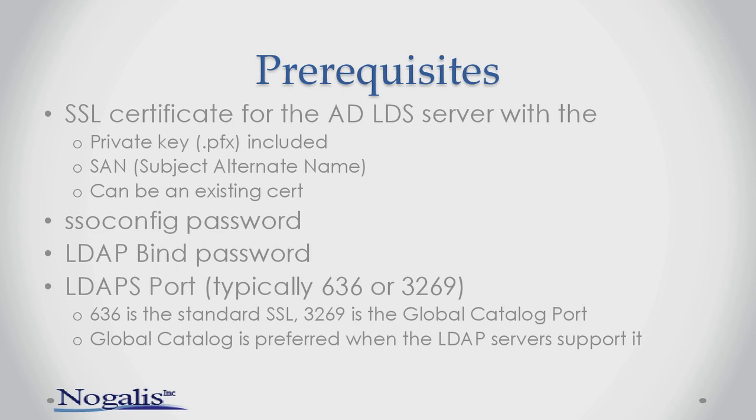And then you need to know your SSO config password for Lawson and the LDAP Bind password. And the LDAP Bind password that you need is, if you look in your install config file on LSF, there is a user name. The entry is called LDAP Bind DN, and that's the password that you need. And then you need to know what port you're using for LDAPS. So that's probably your networking team has made that decision. Normally it's going to be either 636, which is the standard SSL, or 3269, which is the global catalog. Global catalog is preferred by Infor, but 636 works just as well.